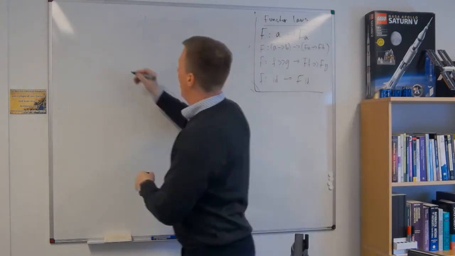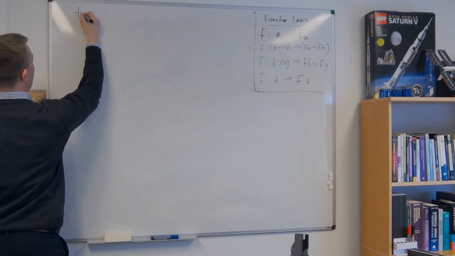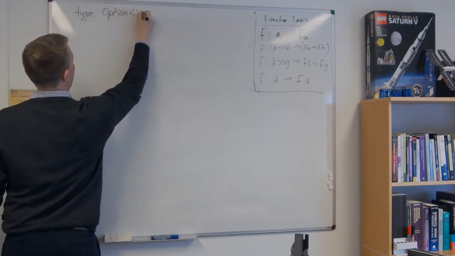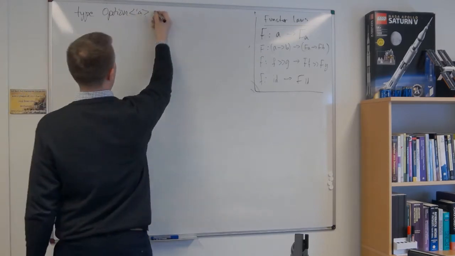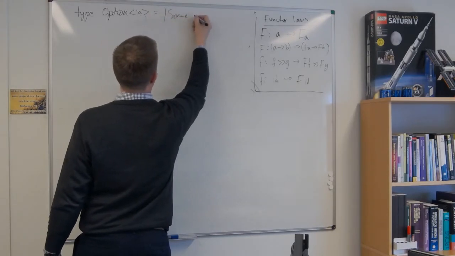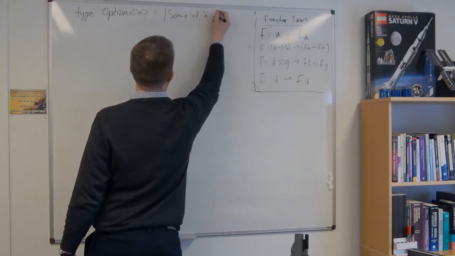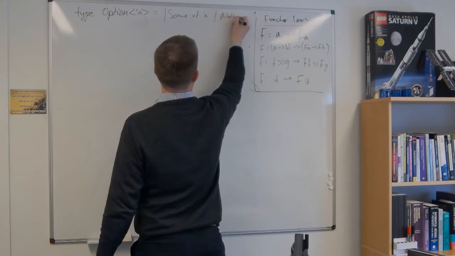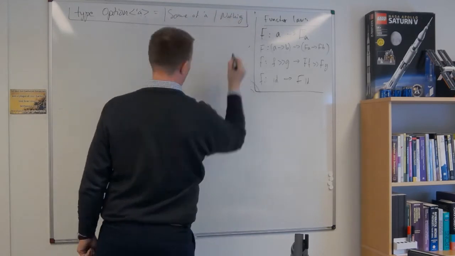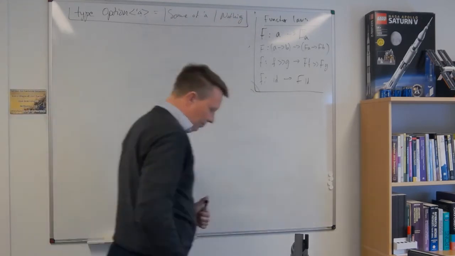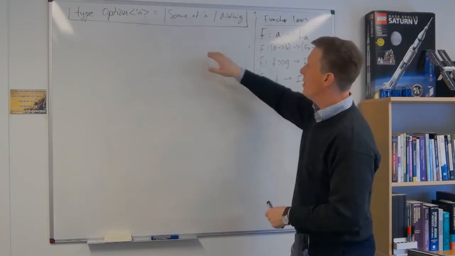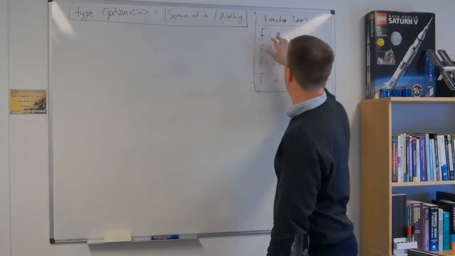So let's write up the definition for the option type. Type option A equals some of A or nothing. So this is what we're working with. Okay. So how on earth is this related to that?